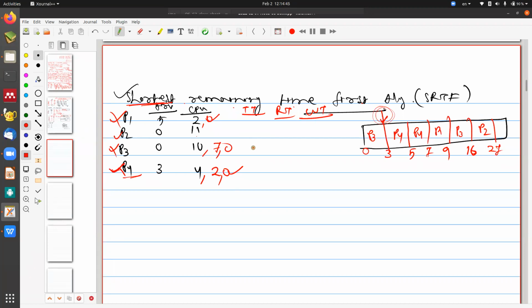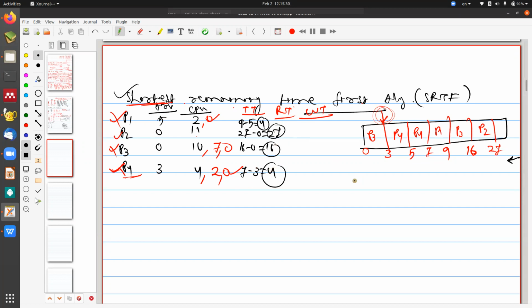Now find out the turnaround time, response time and waiting time. Do it quickly. Turnaround time means when it was submitted and when it completed. So the completion is taken from this end. Where does P1 complete? Here at 9. So directly 9 minus 5, this becomes 4. P2 completes at 27, so 27 minus 0 becomes 27. Then P3 16, so 16 minus 0 becomes 16. P4 7, so 7 minus 3 becomes 4. Okay, got it?